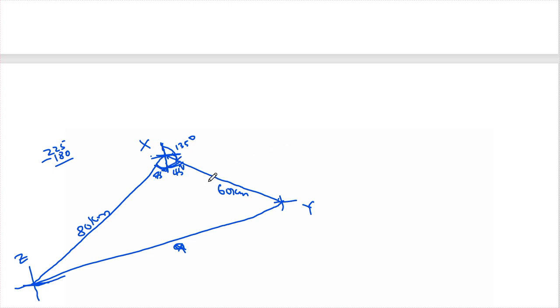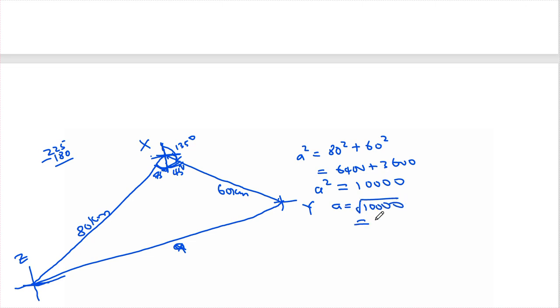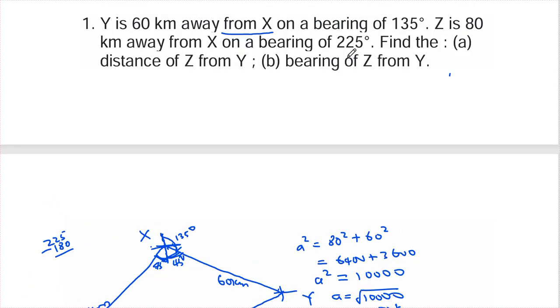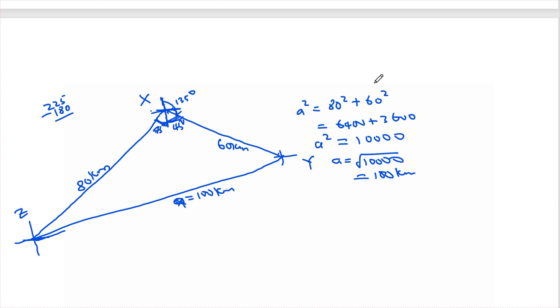Now this is also as easy as the first one we did. Let me call this distance a. The reason why I said it's easy is because 45 plus 45 is also a right angle. So since this is a right angle triangle, I can simply use Pythagoras theorem. So a squared is equal to 80 squared plus 60 squared, and that is 6,400 plus 3,600, and that is 10,000. So if a squared is 10,000, a is going to be the square root of 10,000, which is simply 100. So this is 100 kilometers. So the distance here is 100 kilometers. You see, quite easy, right?